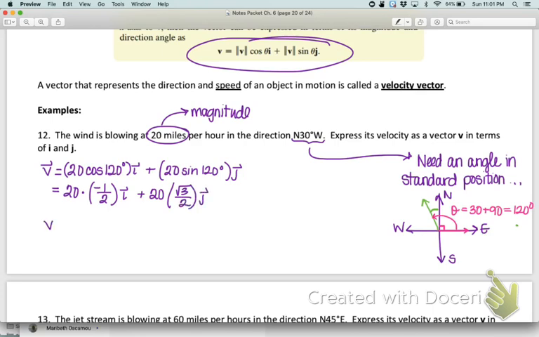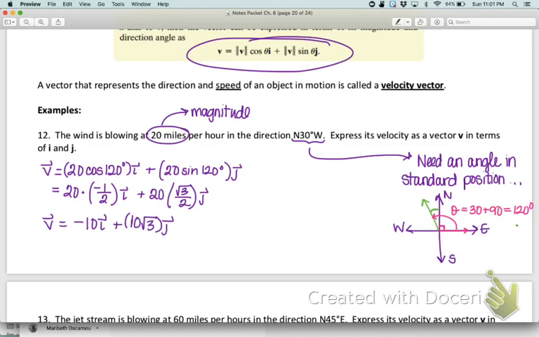And so that simplifies down pretty nicely that v is going to be negative 10i plus 10 square root 3 j. Now, the only reason that I put those parentheses there is so that the j doesn't get muddy with the square root of 3. I want to make sure it's clear that the j is outside of that, so that's why I put parentheses just for clarity. So there is another one just like this on the next page.